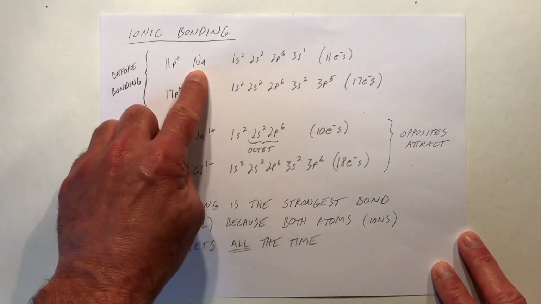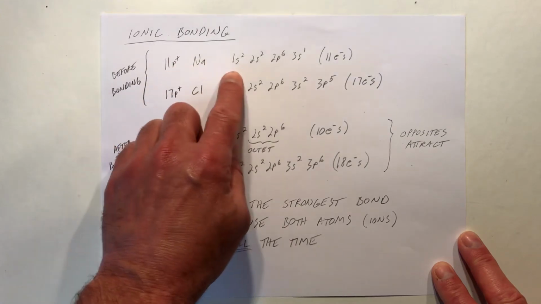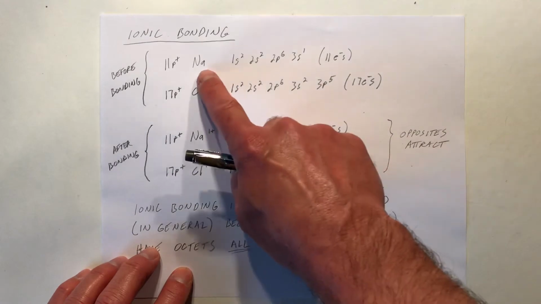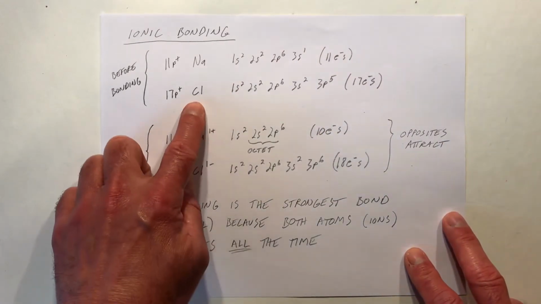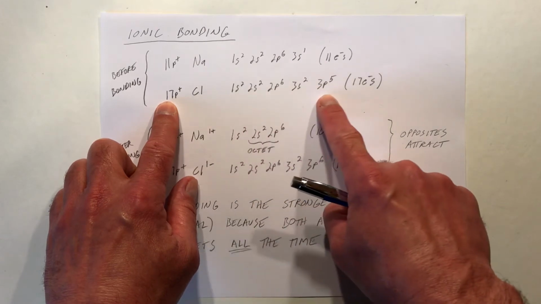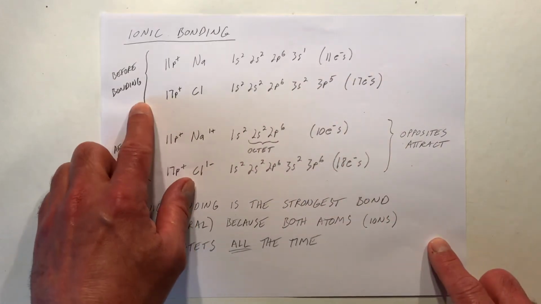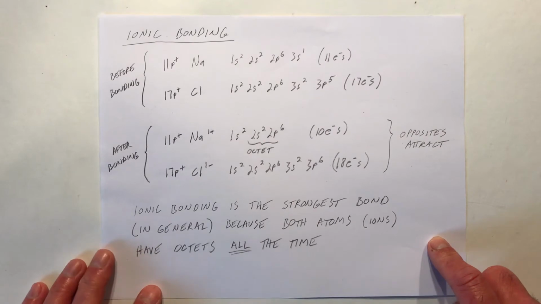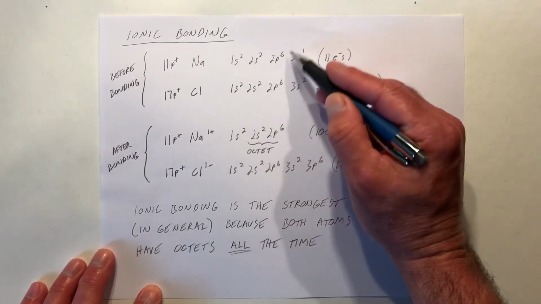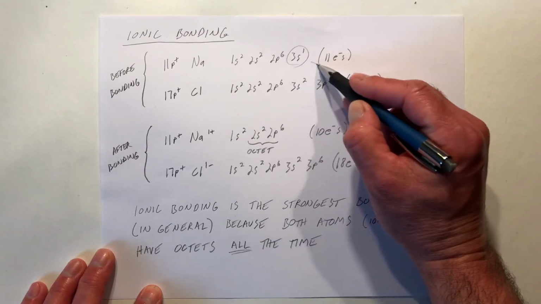Let's take a look at the atoms before bonding. Notice that sodium, element number 11, would have 11 protons, and this would be its electron configuration. It has 11 electrons. That's what makes it neutral. Chlorine, element number 17, would have 17 protons, and because it's neutral, 17 electrons. That's before it bonds. When bonding happens, this single electron leaves the sodium and goes over to the chlorine.